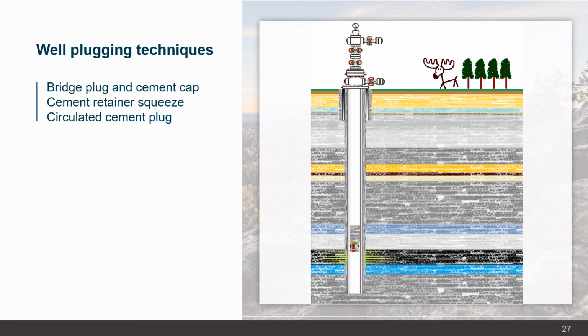So to summarize, permit holders typically use one of three techniques for conducting zonal abandonment operations: either a bridge plug with cement cap, a cement retainer squeeze, or a circulated cement plug. In the example shown here, you can see that a permit holder has abandoned the completed interval by setting a bridge plug and capping it with cement.